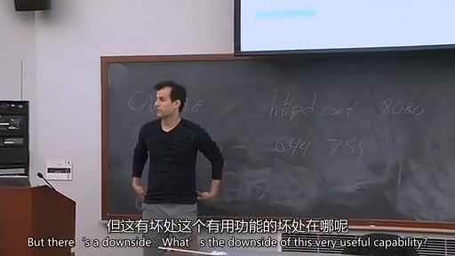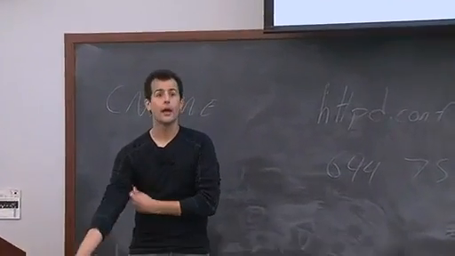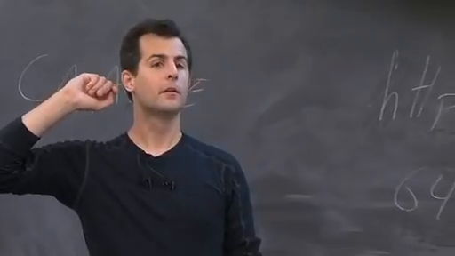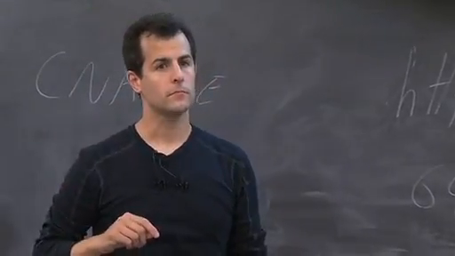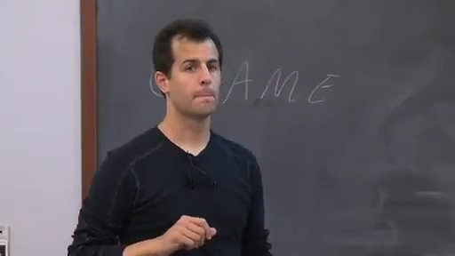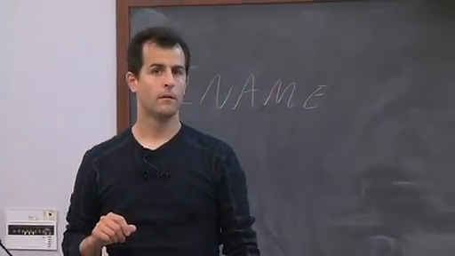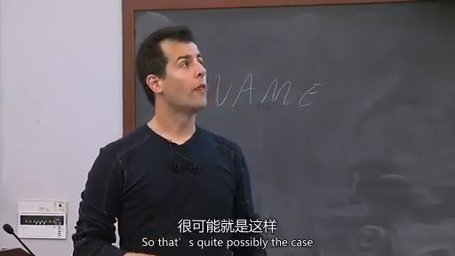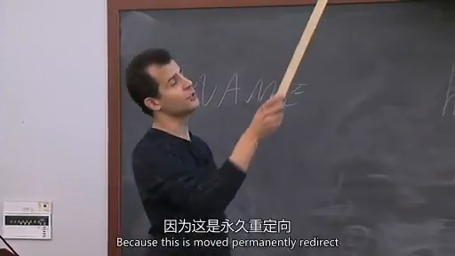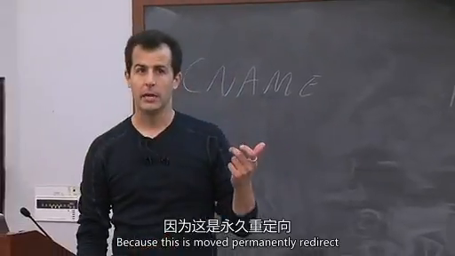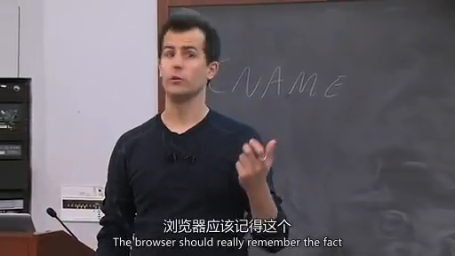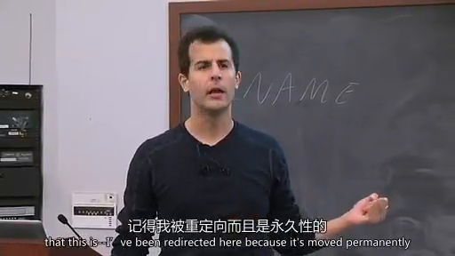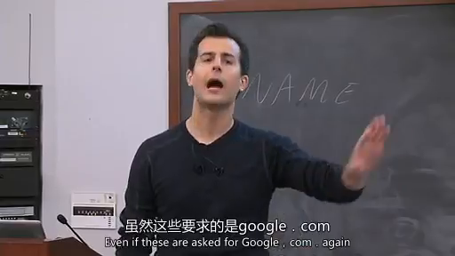And what's the downside of this very useful capability? Yeah. Last week, did you say that this was cached on the user's machine, and so if they received the move permanently at one time, and then you want to change it at a different time, it's cached on the user's machine? So that's quite possibly the case. Because this is a moved permanently redirect, the browser should really remember the fact that I've been redirected here, because if it's moved permanently, even if the user asks for google.com again, I know where to send them.